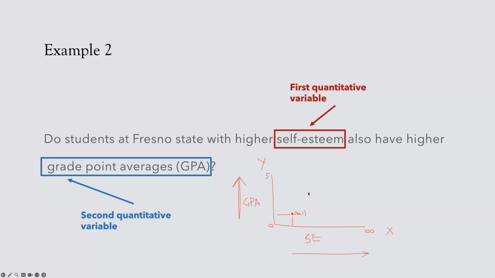And then this person has a little bit higher self-esteem, higher GPA, higher self-esteem, higher GPA, not perfectly in line, right? But we see a pattern here where there tends to be an increase. So because there's 2 quantitative variables and we're looking at how they change together, this is going to be an R relationship.